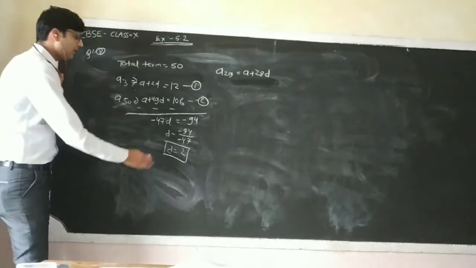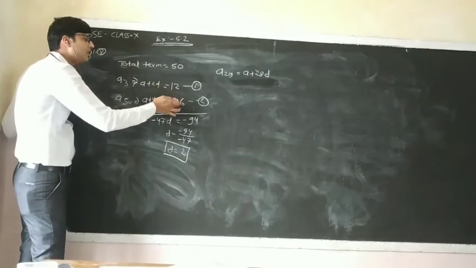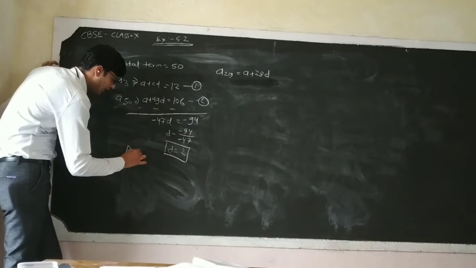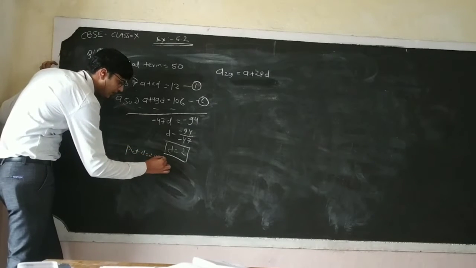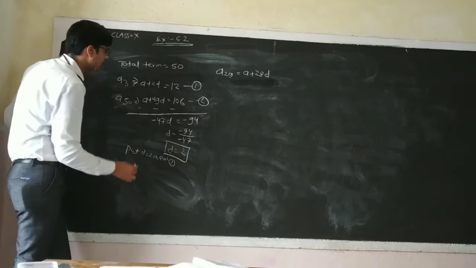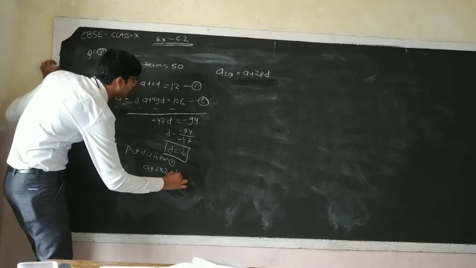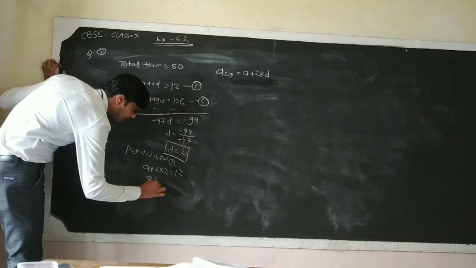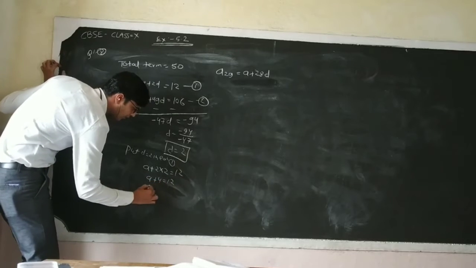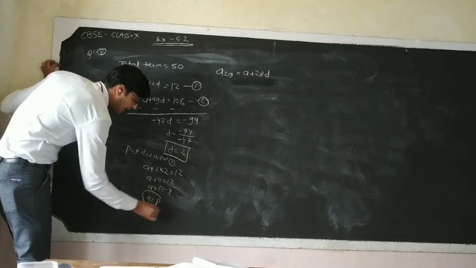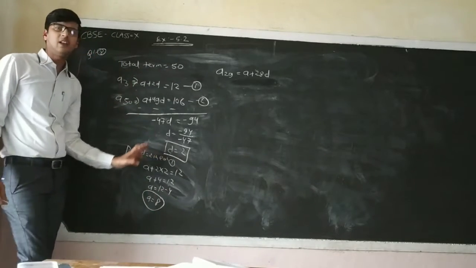The minus signs cancel and d equals 2. Now we put the value of d in equation first to get the value of a. So a plus 2 into 2 equals 12, a plus 4 equals 12, a equals 12 minus 4. So a equals 8 and d equals 2.